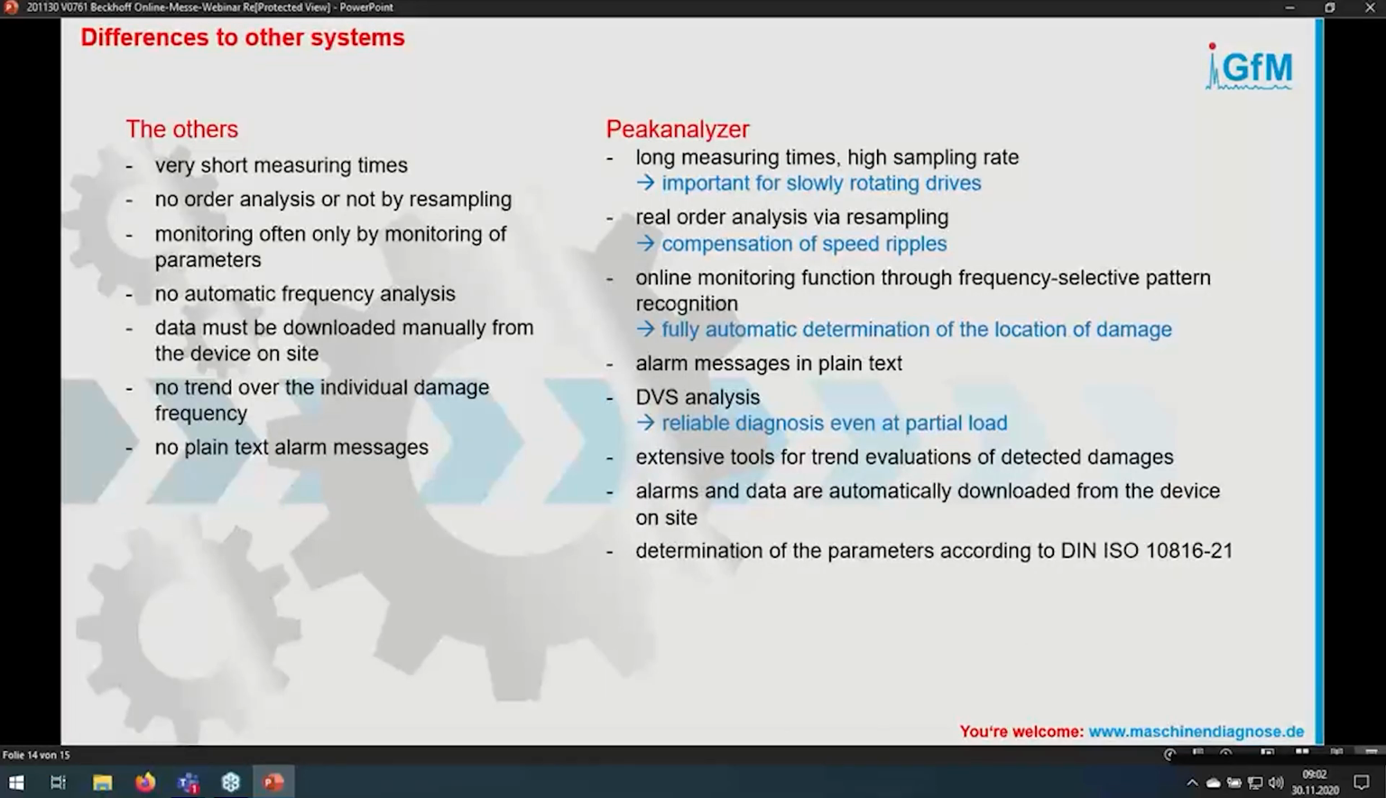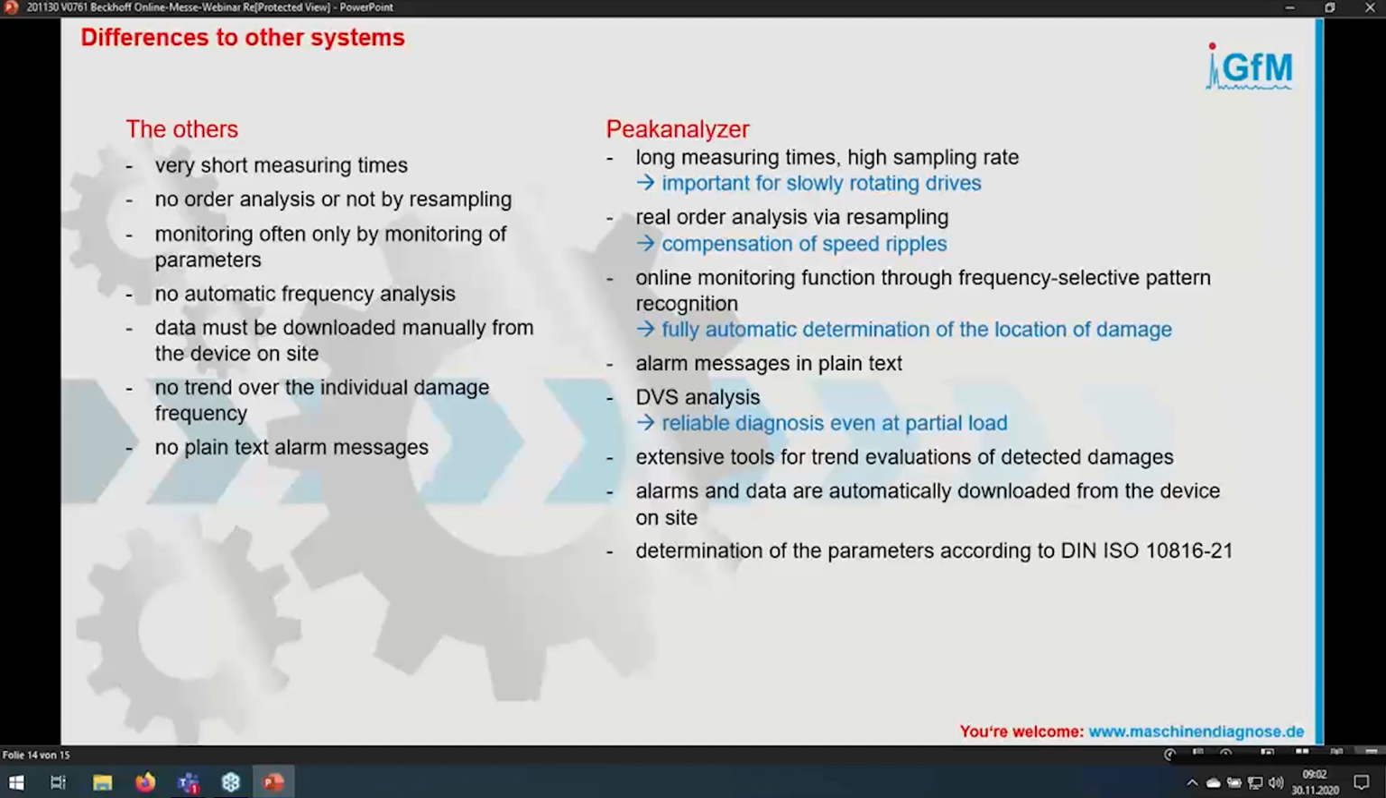So to summarize some key points, our PeakAnalyzer provides very high sampling rates based on the Beckhoff hardware, and you can also do very long measurement times that are very important for slowly rotating drives. You need a very high resolution on these parts to get qualitatively good analysis. We always do an order analysis via resampling. So this is very important to compensate speed ripples or in general variable speed machines like, in fact, every wind turbine.